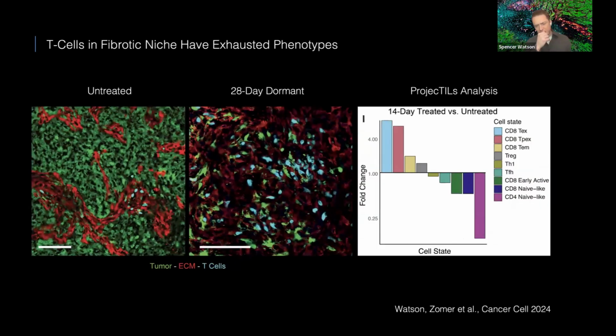We actually have the opposite story with T cells. In the untreated context, we have very few T cells in the tumor, but following treatment, we get this huge influx of T cells specifically into this fibrotic niche. But looking at what's called ProjecTILs analysis on the single cell data, so looking at T cells after 7 days of treatment or 14 days of treatment, we can see that all these T cells in the fibrotic part of the environment have exhausted signatures. So they're not effective in actually attacking the tumor cells that they're near.